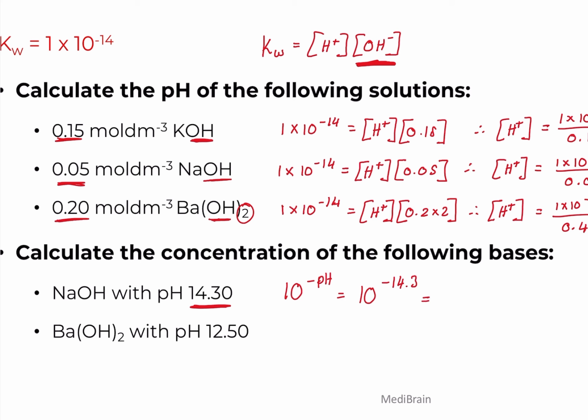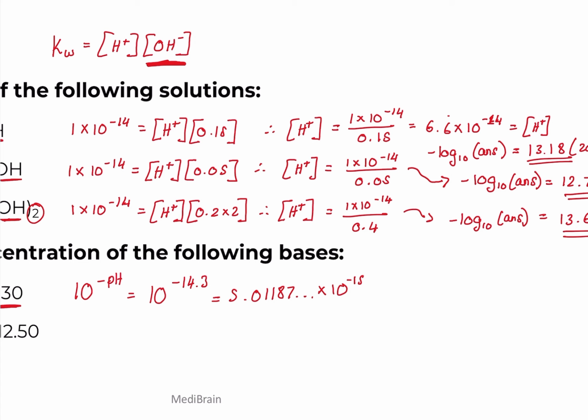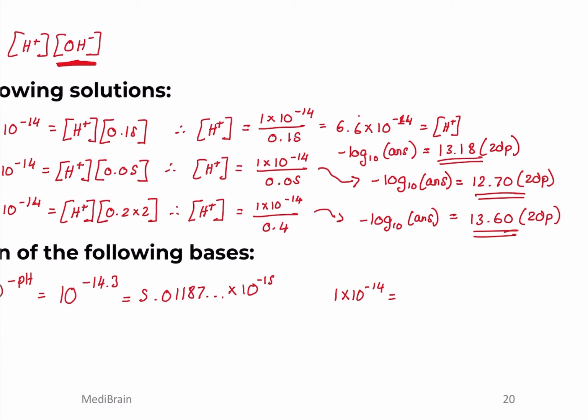That's going to give us an answer of 5.01187 multiplied by 10 to the power of negative 15. That's our hydrogen ion concentration. What we're going to do over here is use our Kw expression: 1 times 10 to the power of negative 14 equals our hydrogen ion concentration, which I'm just going to write as answer over here, and then our hydroxide ion concentration. To work out the hydroxide ion concentration, we're just going to do 1 times 10 to the power of negative 14 divided by our answer.